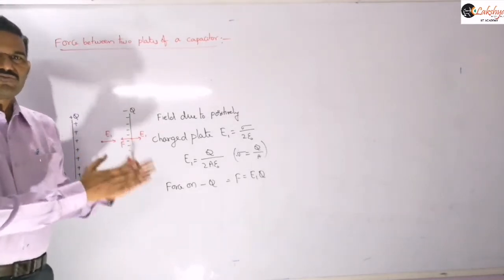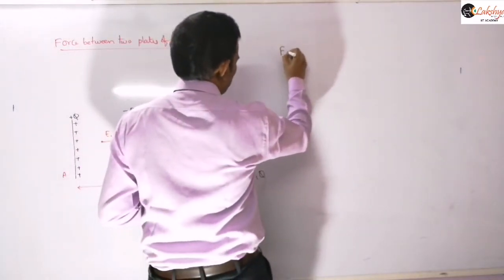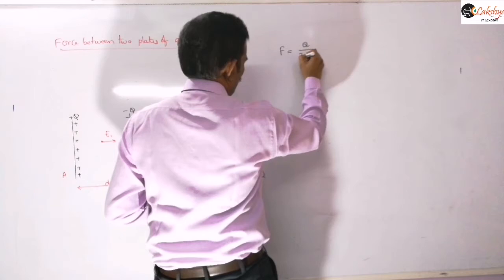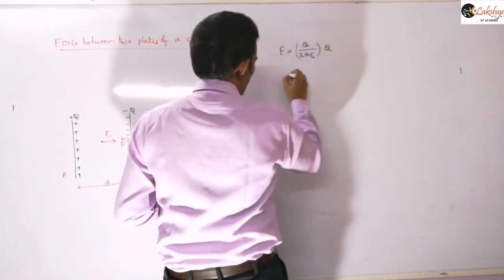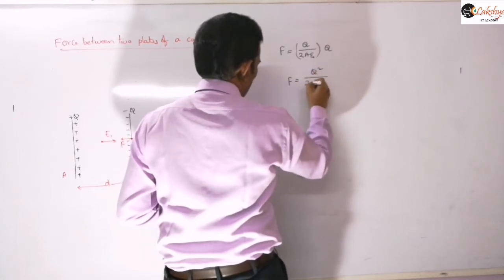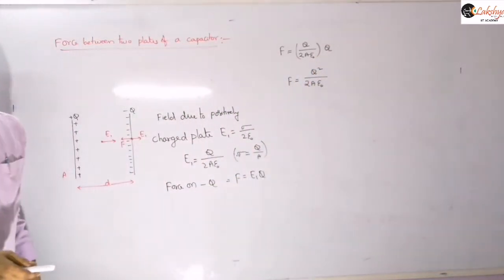I mentioned already that force is an attractive force, and so we can write this force expression as F is equal to Q by 2A epsilon naught into Q, or we can write this as Q square by 2A epsilon naught. So that is the force between the two plates of a capacitor.